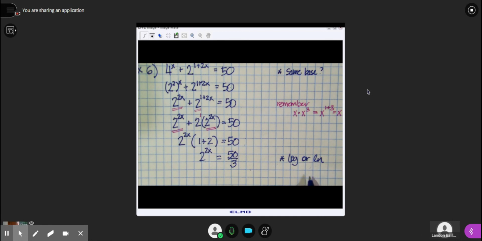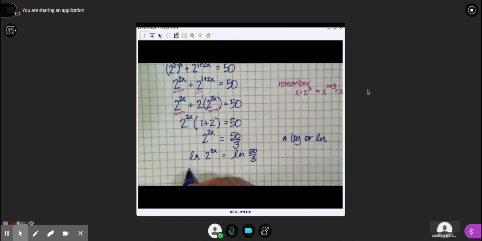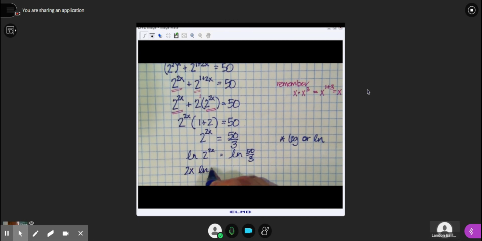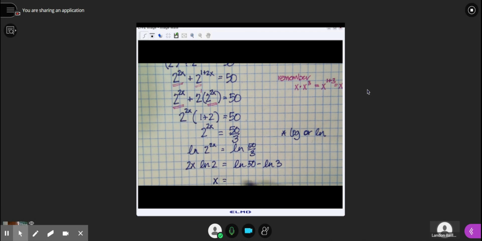No, it's all right. No worries. So now I'm going to ln both sides. And I'm going to have 2x ln 2 is going to be ln 50 minus the ln 3, or x is equal to ln 50 minus ln 3 over 2 ln 2.